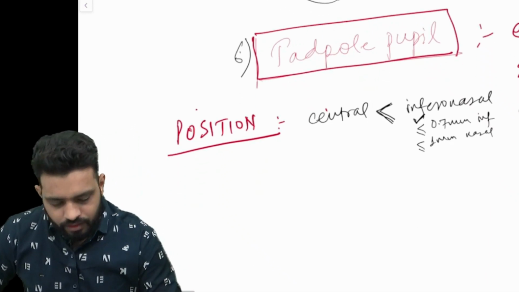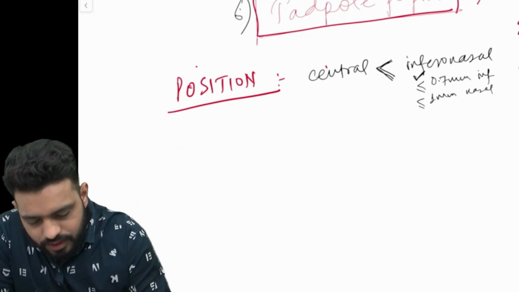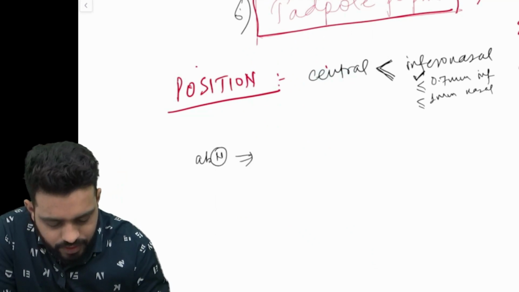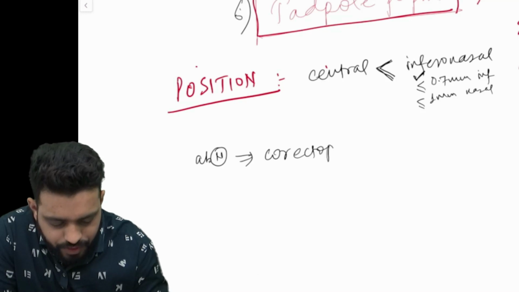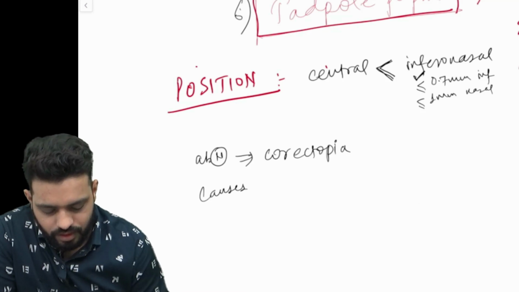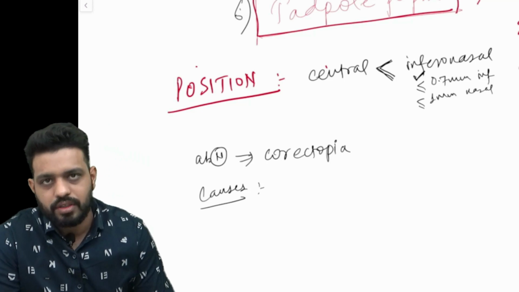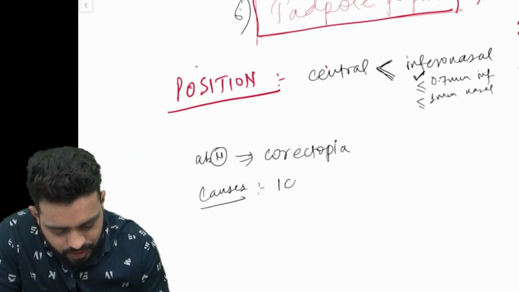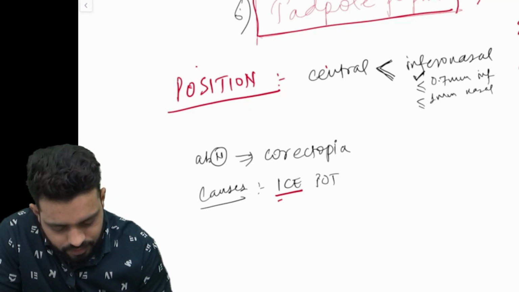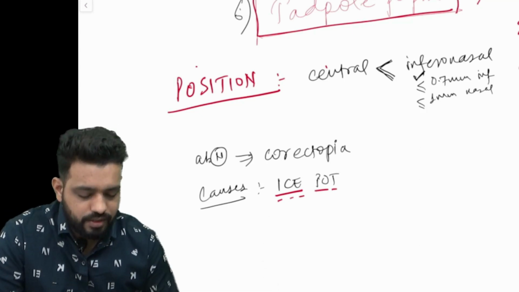Now, having said the normal position of the pupil, what is an abnormal position of the pupil called? It is known as chorectopia. Since we know what an abnormal position of the pupil is, we should also know the causes. Remember the mnemonic, ICE SPOT. Just underline the way I have underlined, because I'll tell you why.